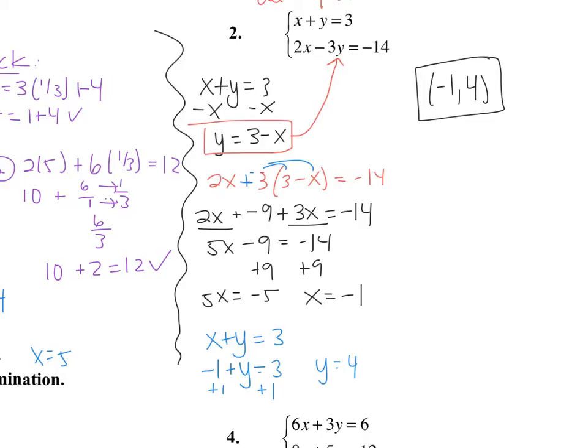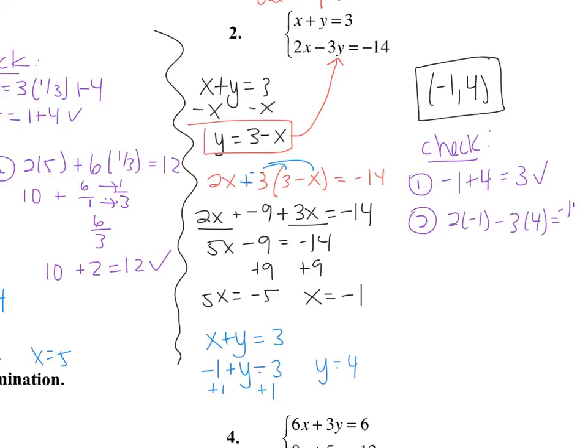Now, it's really easy to check our answer, so just please check your answer. It's silly to get an answer wrong if you can check it. So our first equation, x plus y, negative 1 plus 4, does that equal 3? Well, yes, it does. That was an easy check. Second one, 2x, so 2 times negative 1 minus 3 times 4 equals negative 14. So this becomes negative 2 minus 12 equals negative 14, which also checks out.